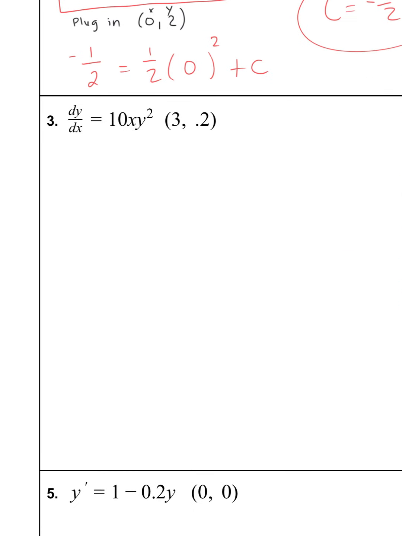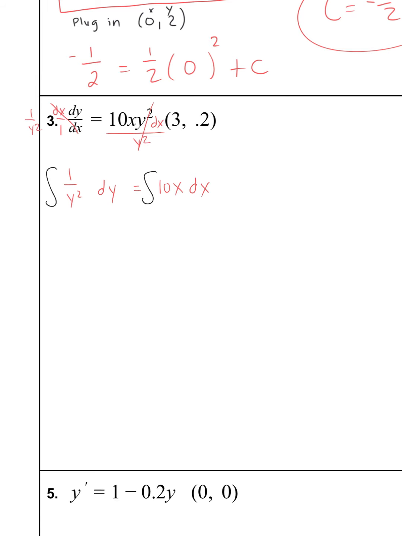To separate the variables here, we're going to multiply both sides by dx to get the dx to the right. And then this y squared has to move over, so we need to divide both sides by y squared. So 1 over y squared. These cancel. We have 1 over y squared dy, and on the right the y squareds cancel, and we have 10x dx. All right, so now we're ready to integrate both sides.